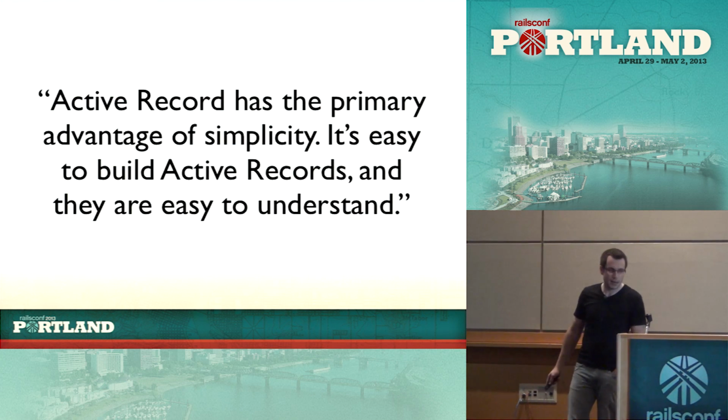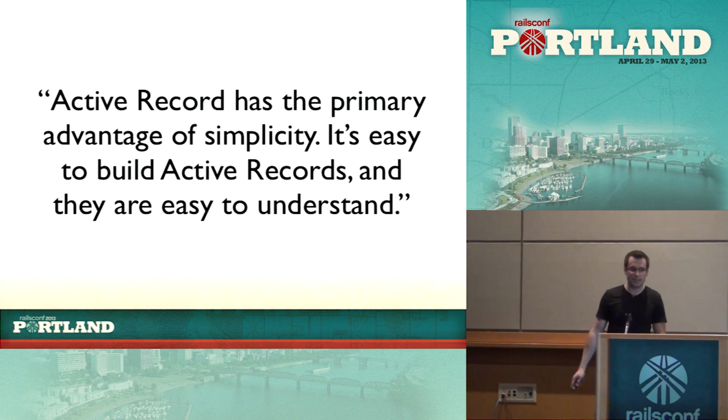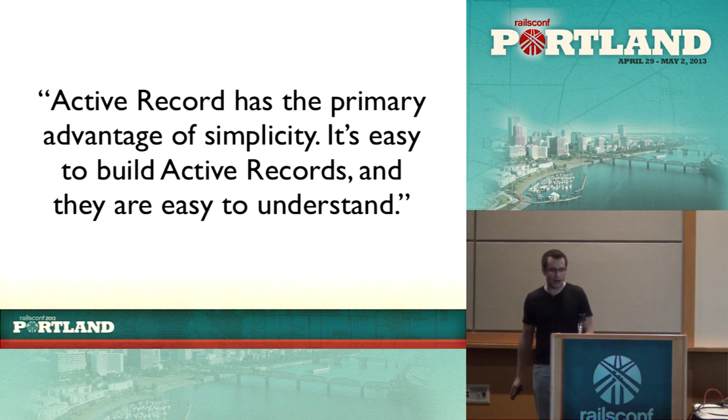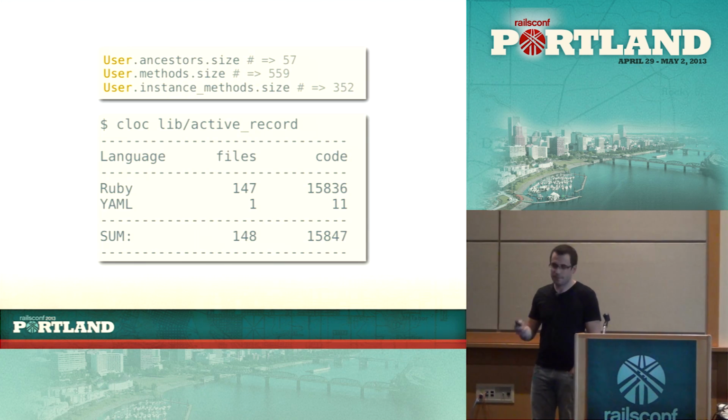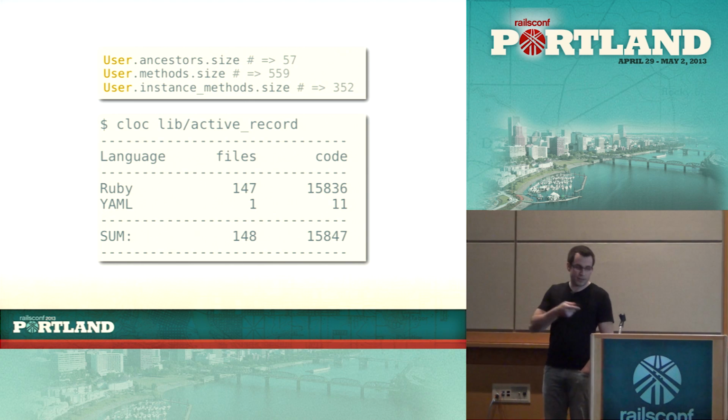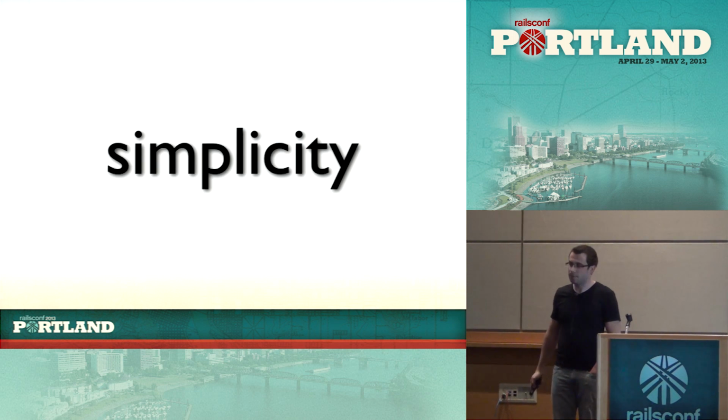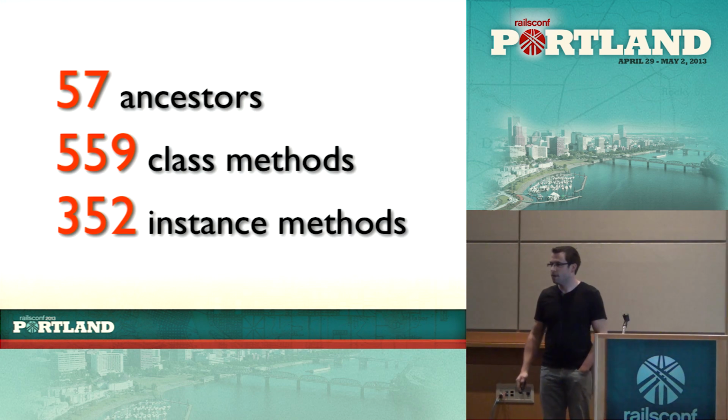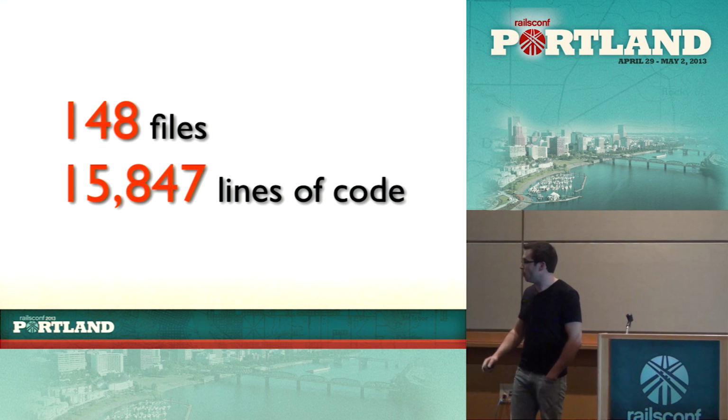So for comparison again, ActiveRecord has the primary advantage of simplicity. It's easy to build ActiveRecords, and they're easy to understand. So that was the pattern. This is the library. Pattern, library, pattern, library.